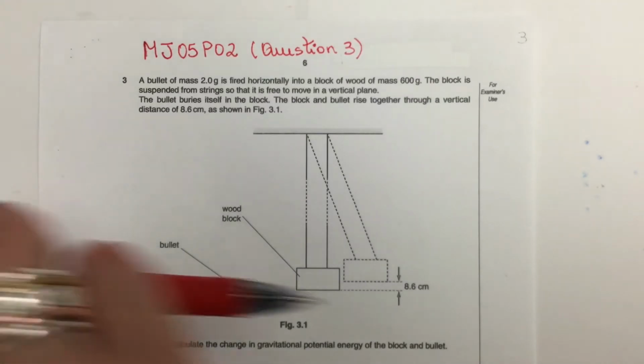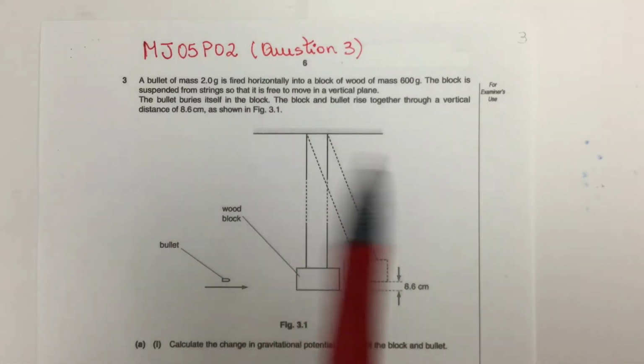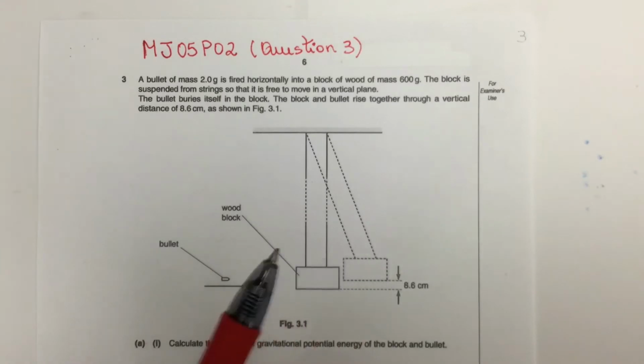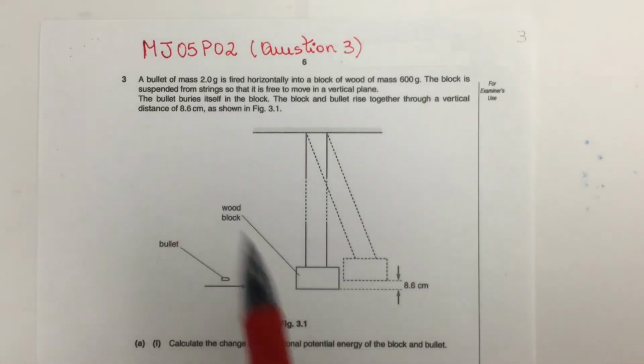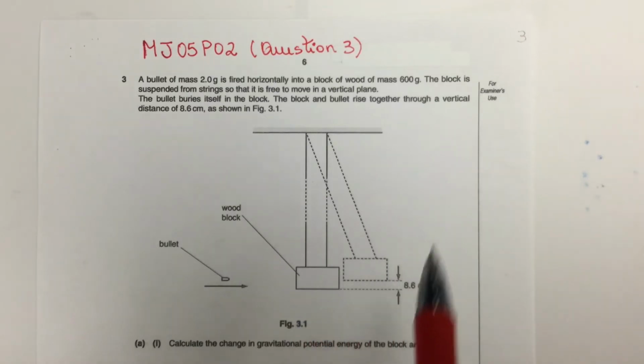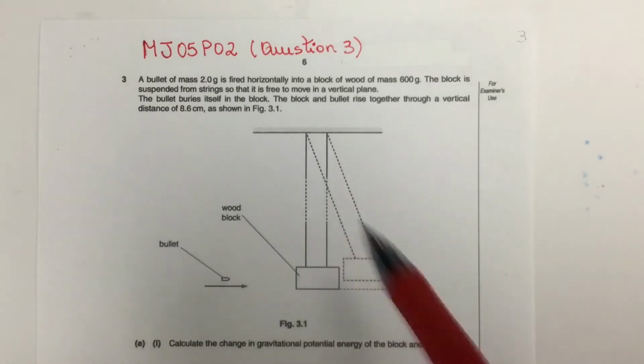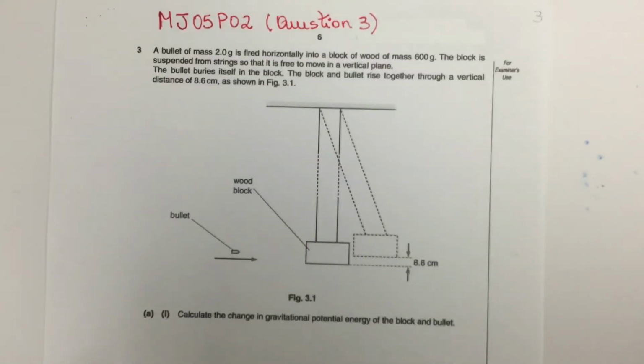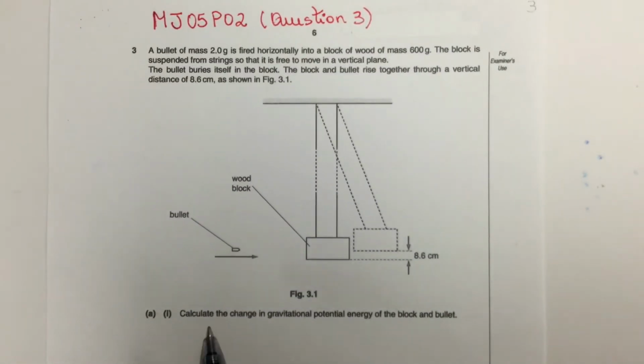It is going to be fired horizontally, however, it's going to move in a vertical plane, up. The bullet buries itself in the block, and the block and bullet rise together through a vertical distance of 8.6 centimeters, as shown in this picture. So the first question is: calculate the change in gravitational potential energy of the block and bullet.